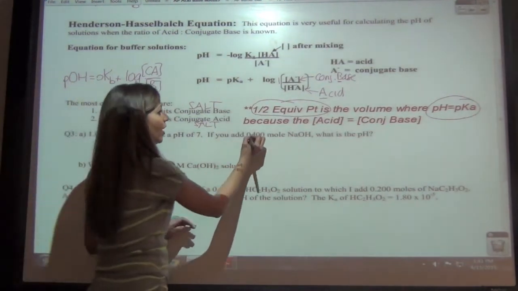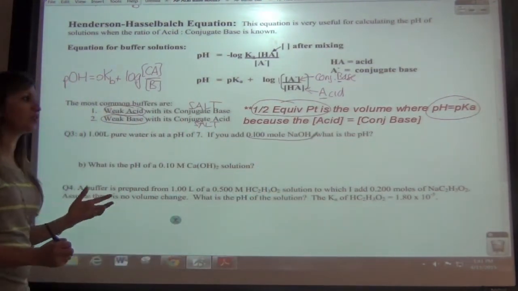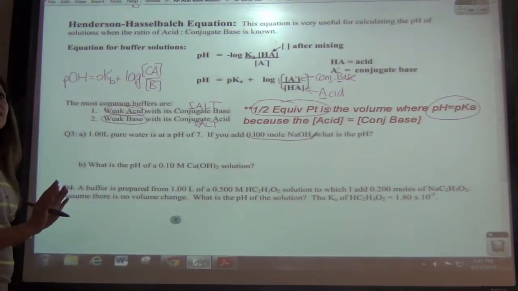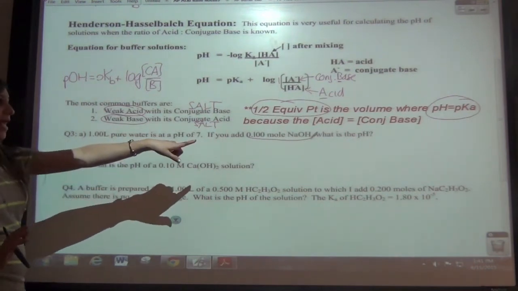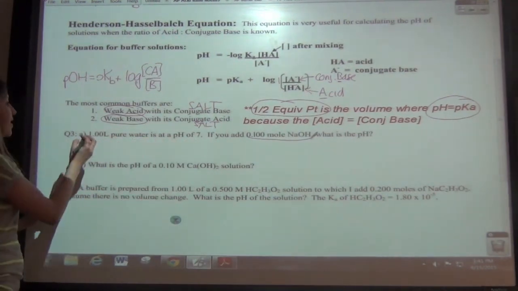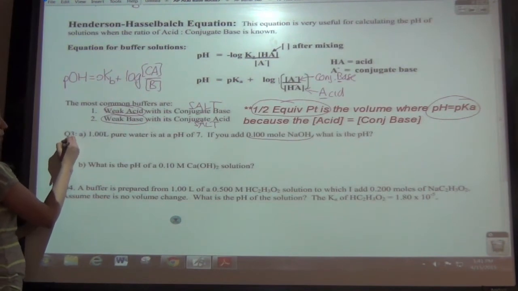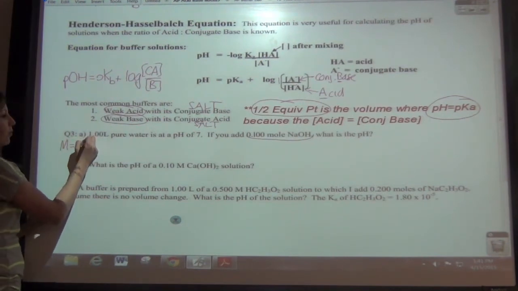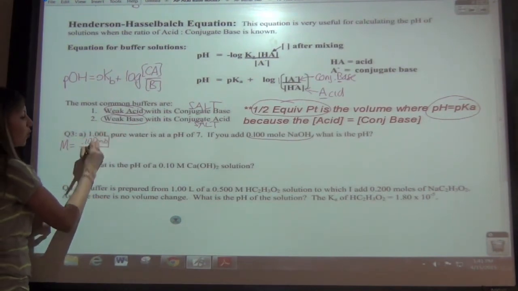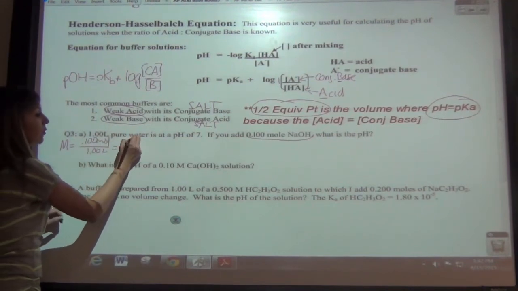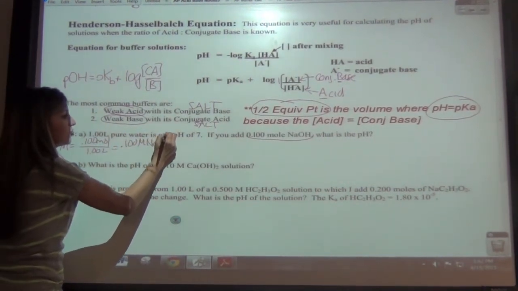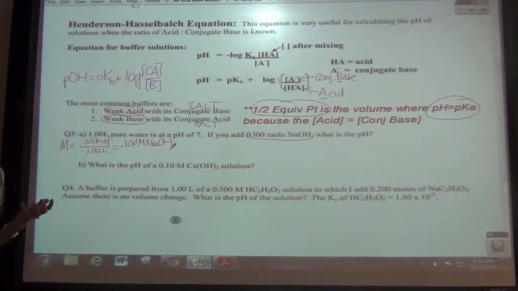If you add 0.1 moles of sodium hydroxide, the question is, what is the pH now? Okay, so we just have water, and then we're going to add 0.1 moles of NaOH, which means, what's our new molarity? The molarity of our base is equal to 0.100 moles over our 1 liter, which means that we have a 0.1 molar NaOH solution. Do you agree? Yes? Okay.